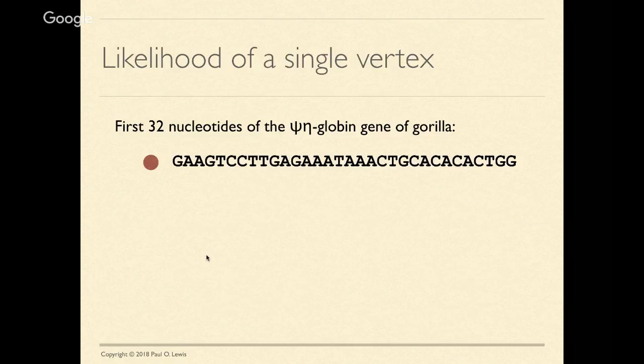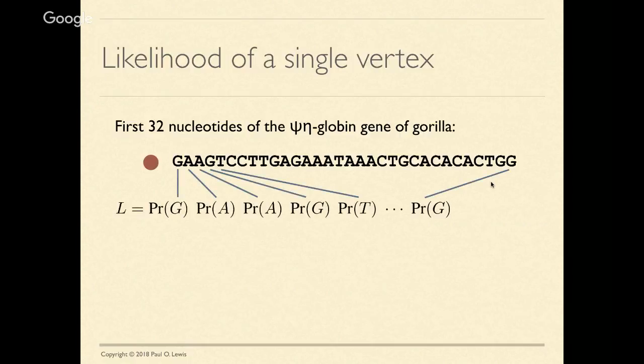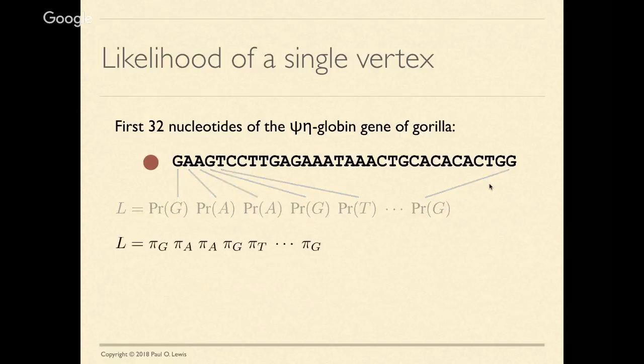So we're now ready to calculate the likelihood of the simplest possible tree, namely a single vertex. There's the single vertex, and there's some data associated with that vertex. Suppose you've sequenced 32 nucleotides of the Psi-Eta globin pseudogene from gorilla. We will assume that each site evolves independently, so the likelihood is simply the product of probabilities of each nucleotide in the sequence. By convention, I symbolize these probabilities using the Greek letter pi. So pi A, pi C, pi G, and pi T are known as relative nucleotide frequencies.